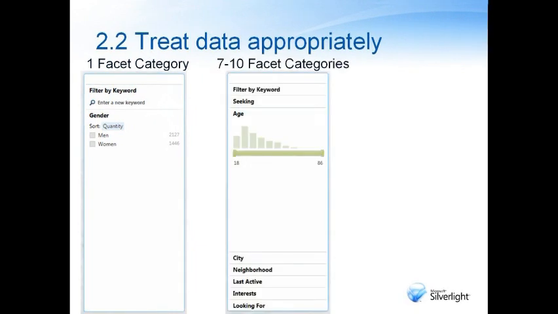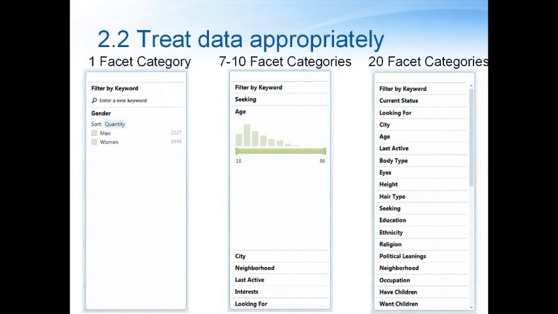But how many things to use? In this case, I created a collection of a local personals website. And this is what it looks like when you have one facet category. 7 to 10 gives you a few more options. And then this is all the facet categories. We had 20.